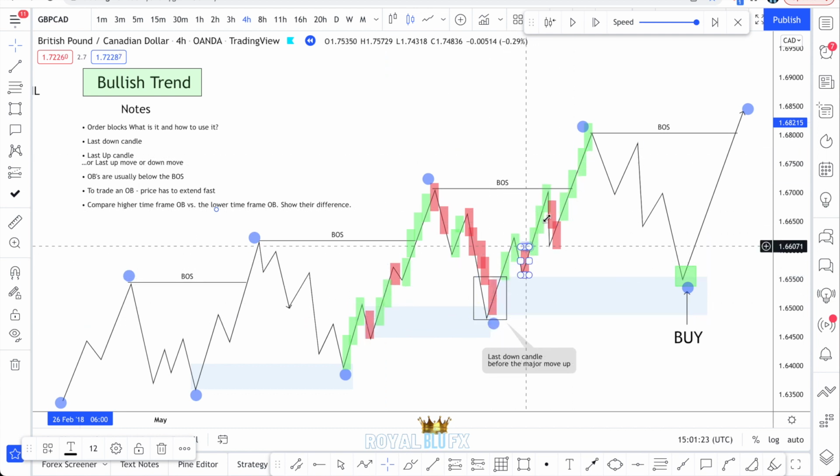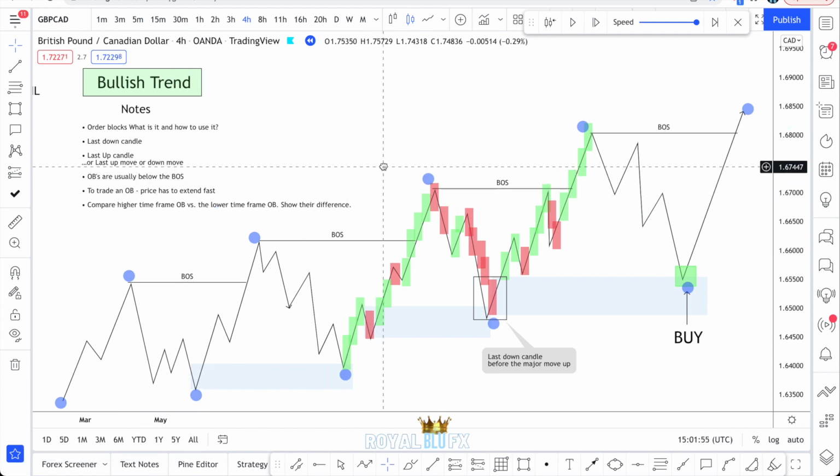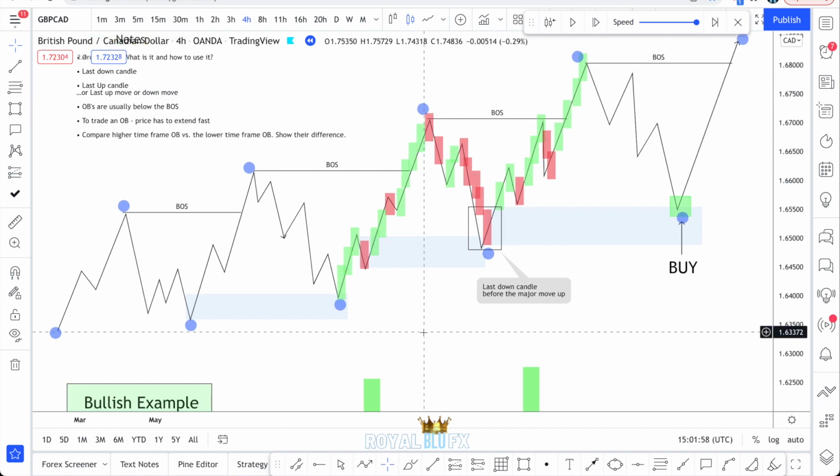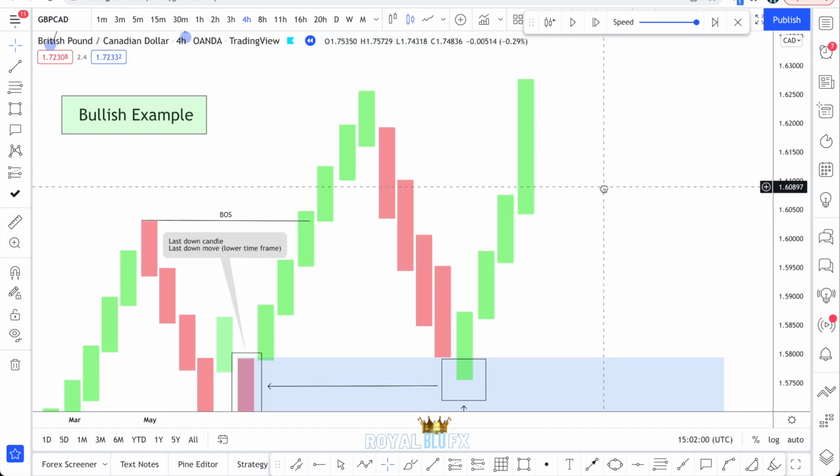Once this major move breaks above new structure, we'd wait for price to pull all the way back down and target the last down candle before the major move breaks above a new high. And so this is your typical buy right here. When price hits that last down candle or down move, that's where price starts to push up. We're going to break it down a little more on two other charts down below.